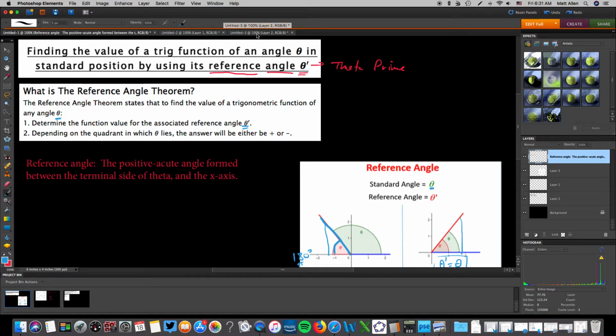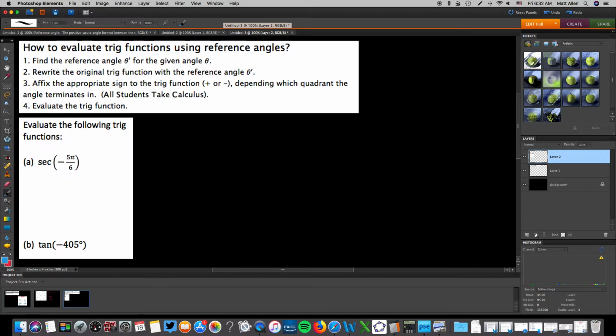So here's what I want to do. I want to look at a couple of examples with you here, and then each of you in our different classes has different assignments to work through, but all of them involve using a unit circle to evaluate trig functions such as these two you see here. So we're going to break this down into four steps that I want you to use every time, and it's going to involve using a reference angle instead.